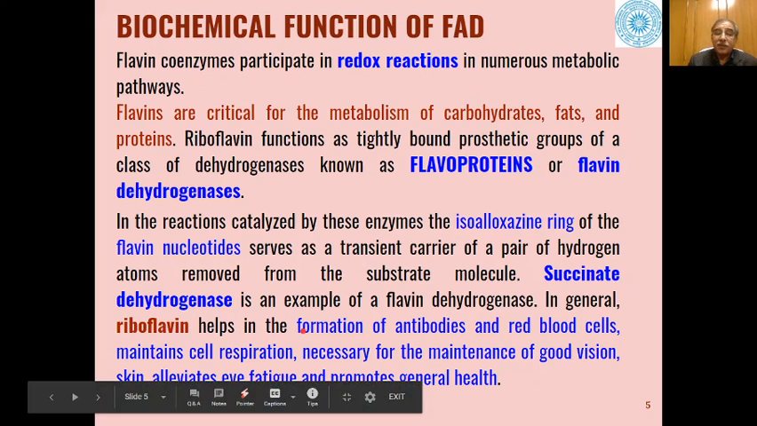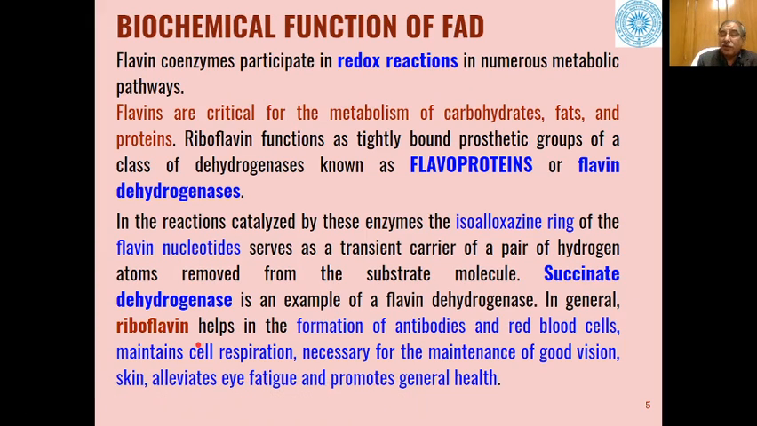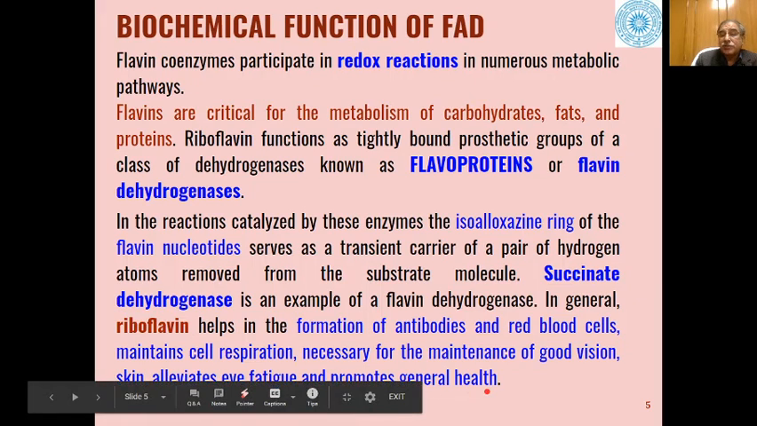And the general biochemical function of riboflavin is that it helps in the formation of antibodies and red blood cells. It maintains cell respiration, and this is also required for the maintenance of good vision and skin, alleviates eye fatigue, and promotes general health in case of humans. So these are very important functions as far as the human body is concerned.